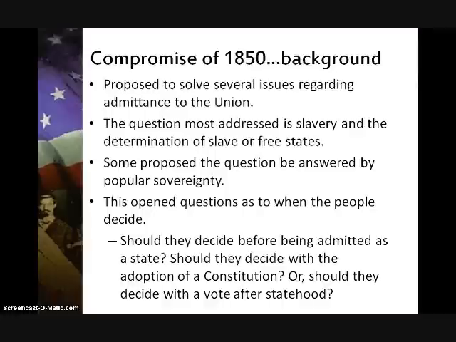So the Compromise of 1850 is our next step. Compromise of 1850, the background. What are we going to do? Free state or slave state? The question most addressed is this free state or slave state. And several propose simply leave it to popular sovereignty. Leave it to the states to decide. This opens the question, when should they decide? Before being admitted as a state? When they adopt their constitution? After becoming a state? Should it be done during that territorial phase? What should they do? When should they do it?